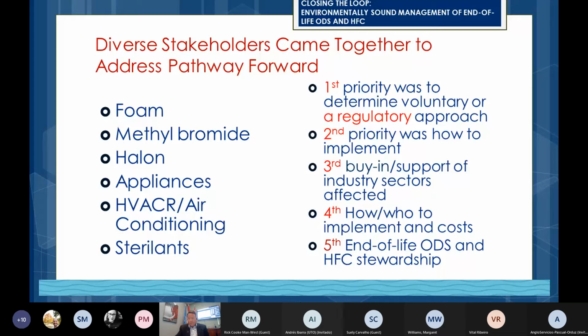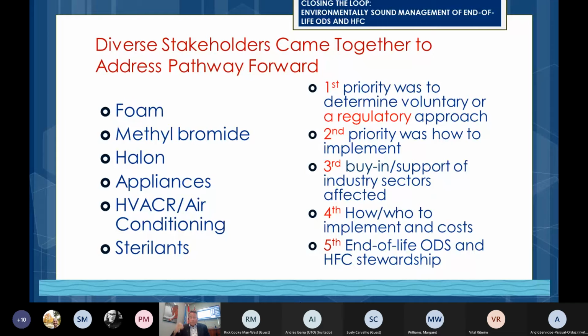Second priority, of course, and I think Nydia and others have talked about this, is how to implement this, whether again it's a voluntary approach or if you're going to use regulatory instruments to encourage the participation or actually the mandate of these organizations. You have to have buy-in and support from the industry sectors, of course.